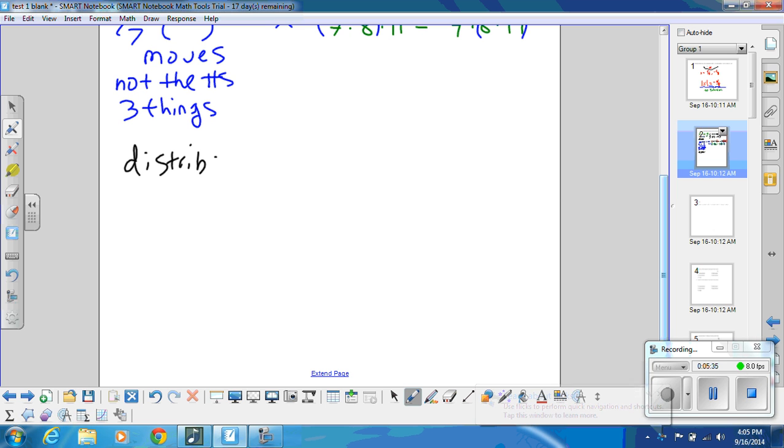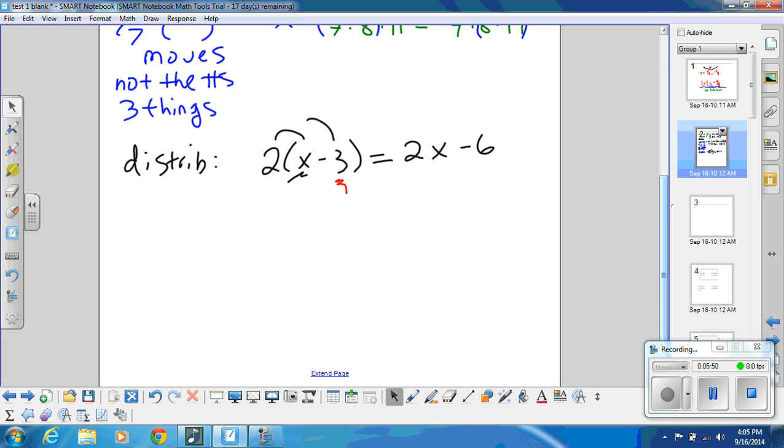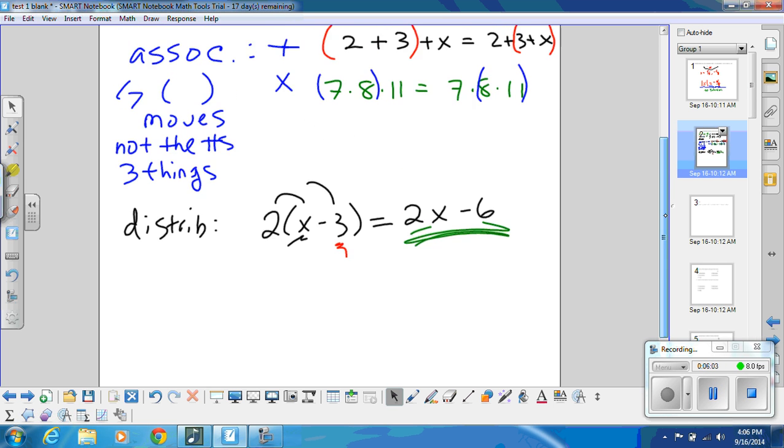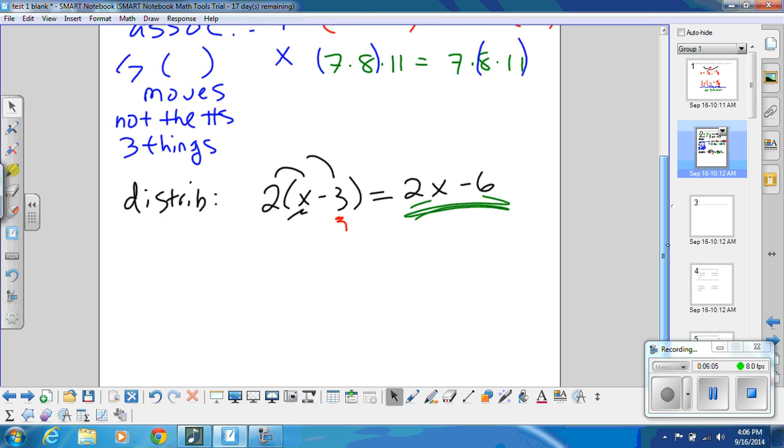If you've ever heard of distributing something, if you had like 2 times (x minus 3), what they'll show you is equals 2x minus 6. What did I do? I put that 2 in, and I multiplied by the x, and then I multiplied by the 3, and my 2 and my parentheses went away, and I got this brand new answer over here. So this is an example of what the distributive property would look like. They've done this math.